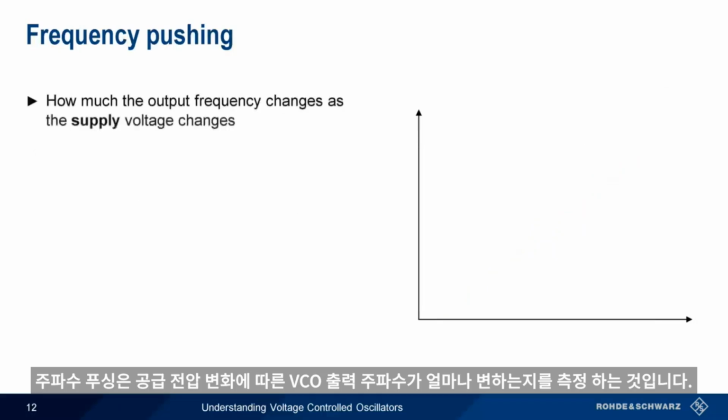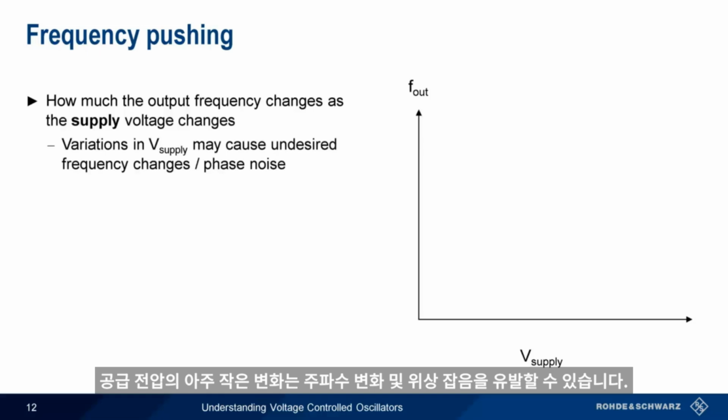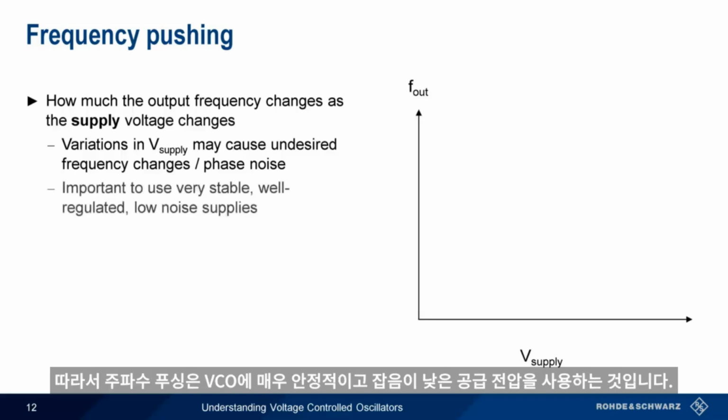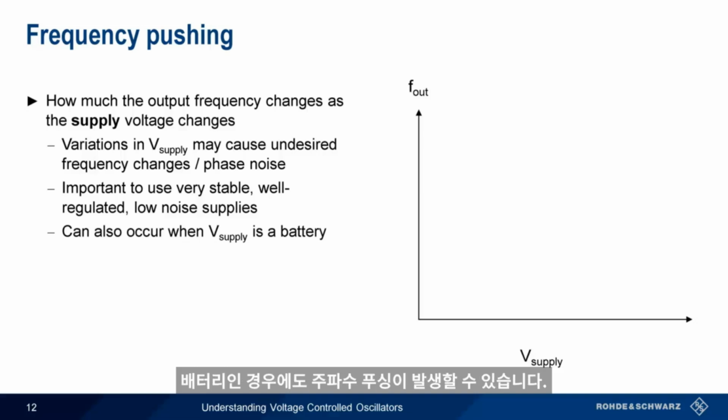Frequency pushing is a measure of how much the VCO output frequency changes as the supply voltage changes. We want, and we expect, the VCO output frequency to change when the tune voltage changes, but the output frequency of real-world VCOs often is also a function of the supply voltage. Even very small variations in our supply voltage may cause undesired frequency changes and/or phase noise. Frequency pushing is the reason why it's important to use very stable, low-noise supply voltages with VCOs. And frequency pushing can also occur when the VCO is supplied by a battery, whose voltage begins to drop over time.